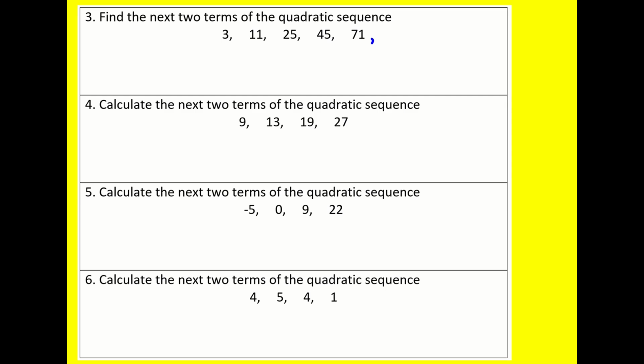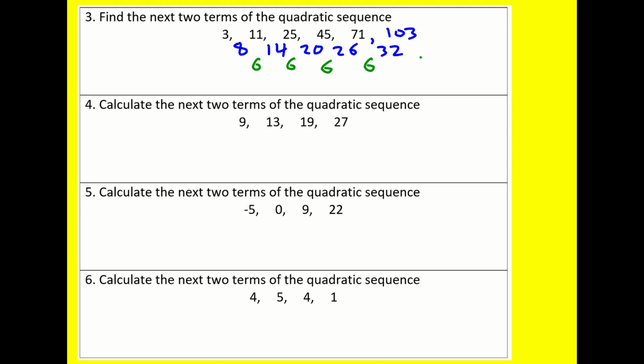Right, so we can work out the first difference here is 8, and then 14, 20, 26. Second difference is going to be 6 each time. So if I want to work out the next few terms, well I know that there's going to be 6 here. So the next one is I can add 26 to 6 to give me 32. And that will give me my next term. I can use these differences. It's going to be 71 plus 32, which is 103. That's going to be my next term.